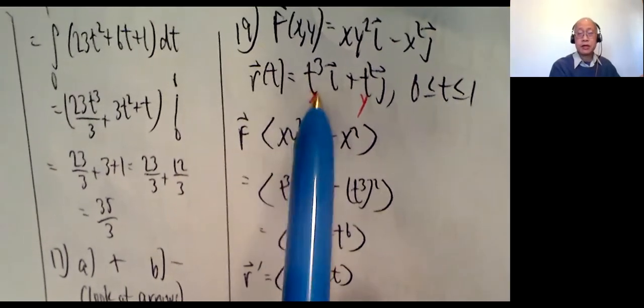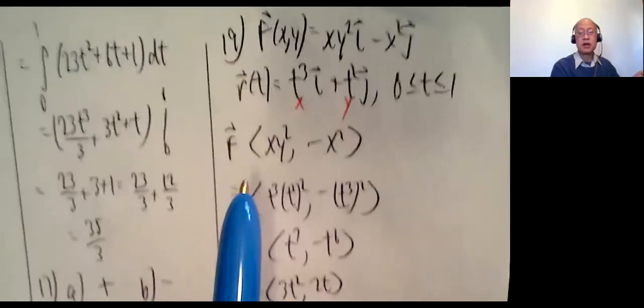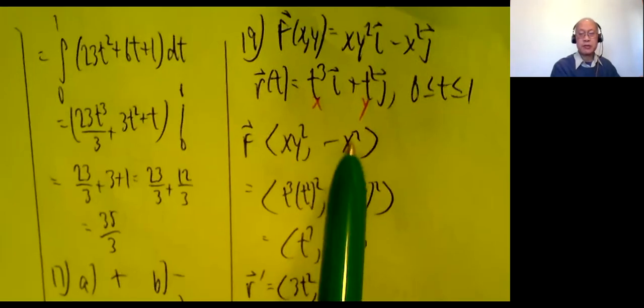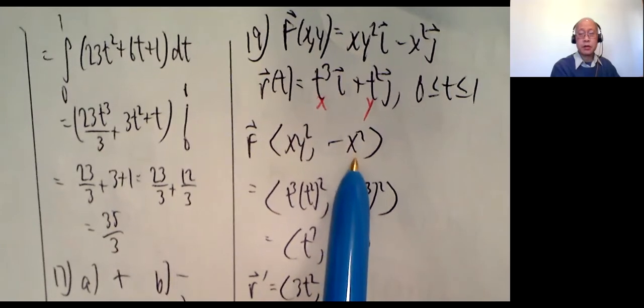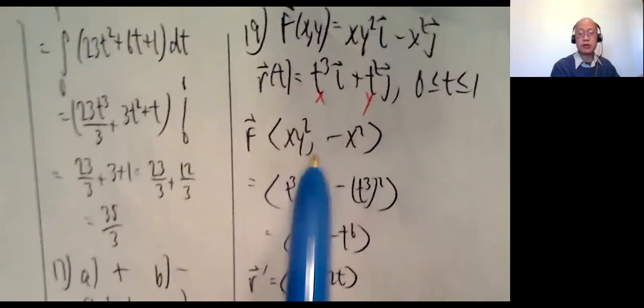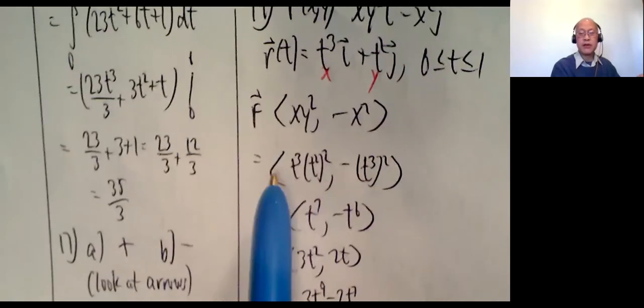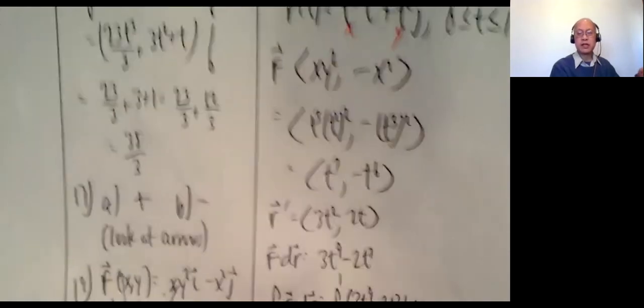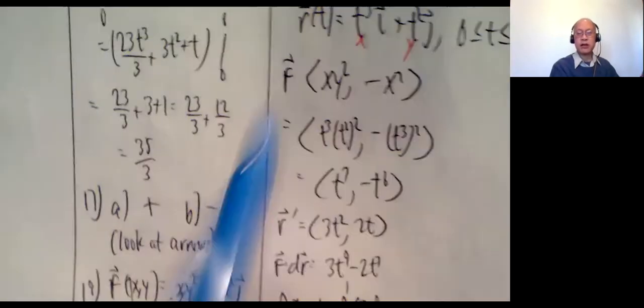Okay, so one more time. T cubed is x, so I put t cubed there and put t cubed there. And y is t squared, so put t squared there. So I have x, y squared is t cubed, t squared squared, negative t cubed squared. So t to the 7th, negative t to the 6th. So that's the new f.